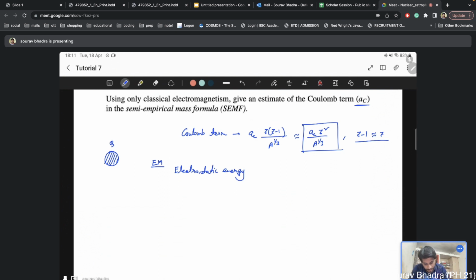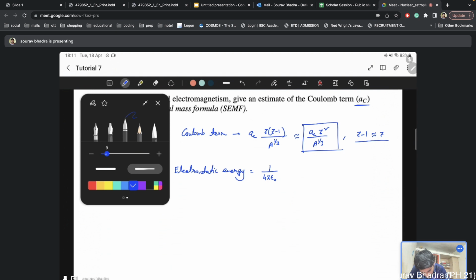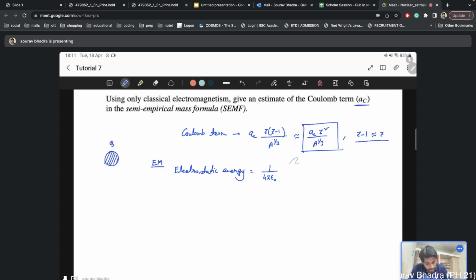So we can write the electrostatic energy as 1 by 4 pi epsilon 0, and 3q square by 5a, where a is the radius of that particular thing. I mean, this is the a. Suppose it is the center, so this is a.